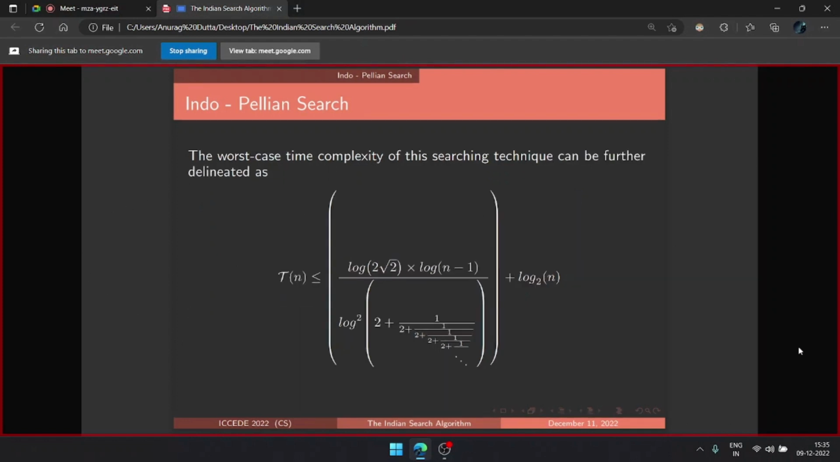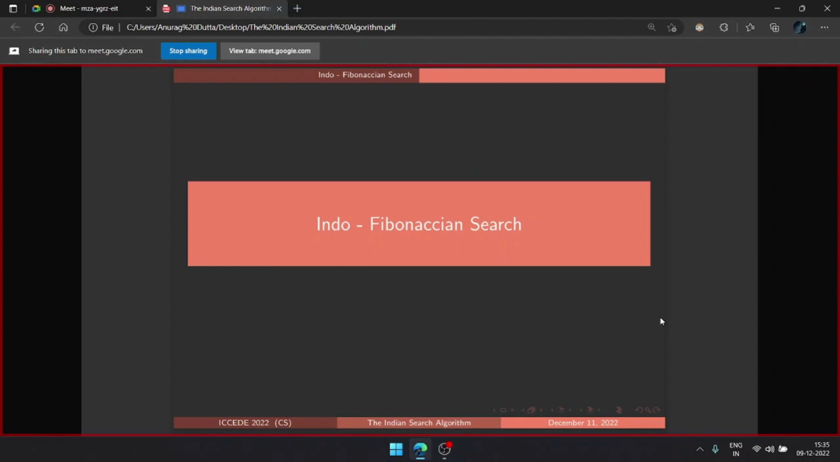But we have tried to delineate that, and it would be like Tn being less than or equal to log base 2 of root 2 multiplied by log n minus 1 upon log square of this particular value, plus log base 2 of n. Now, we could see that it is going to act much better than the linear search that we have with us.